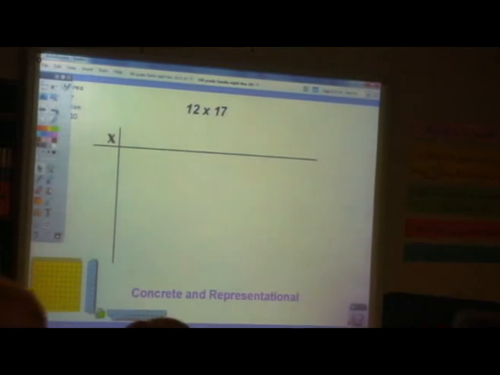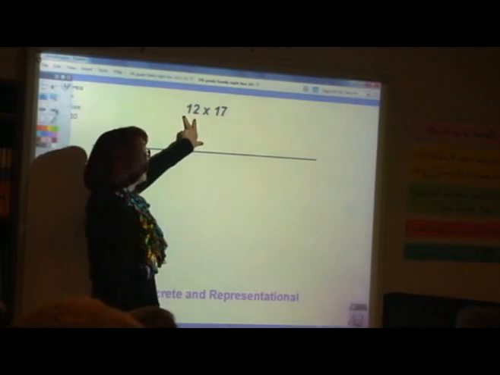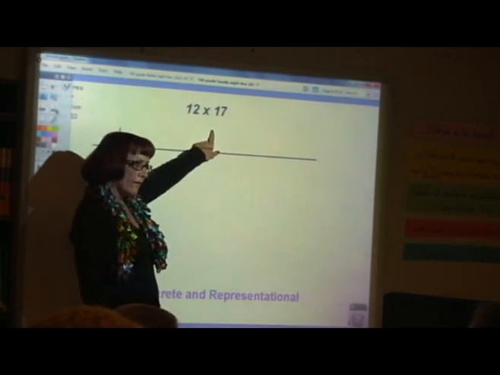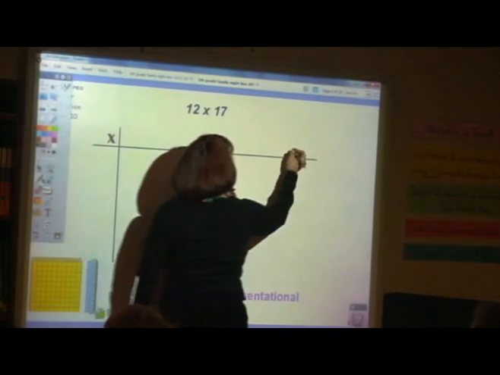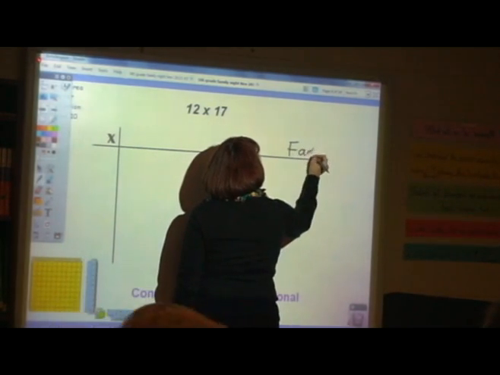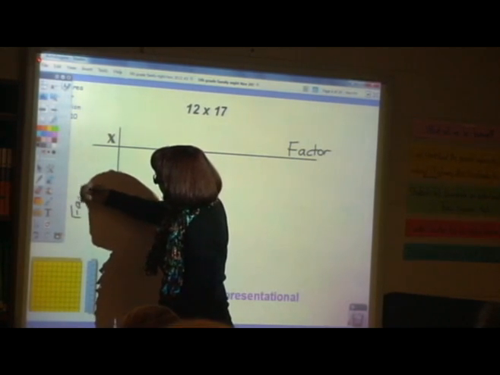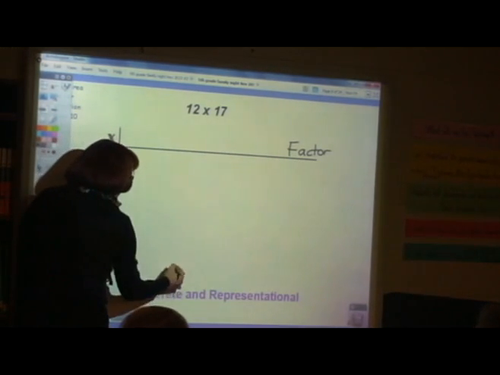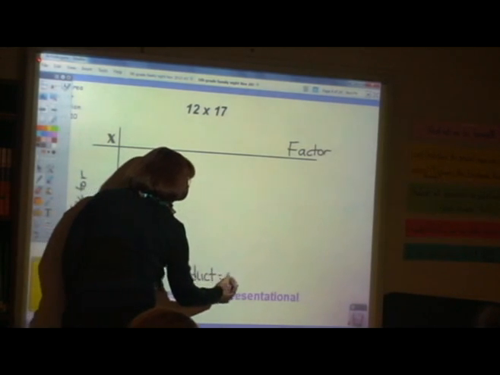And today, we also talked about the fact that these are our factors, 12 times 17. Our factors go on our factor line. We have factor, and we have factor. And what we have here in the middle will be our product, which is our answer.